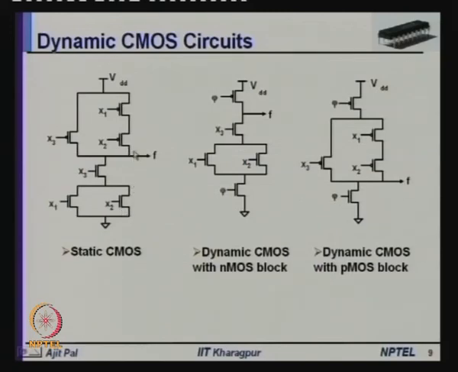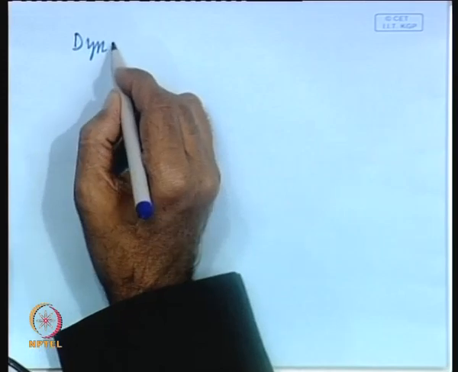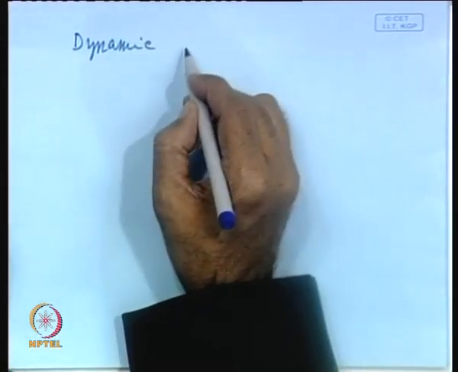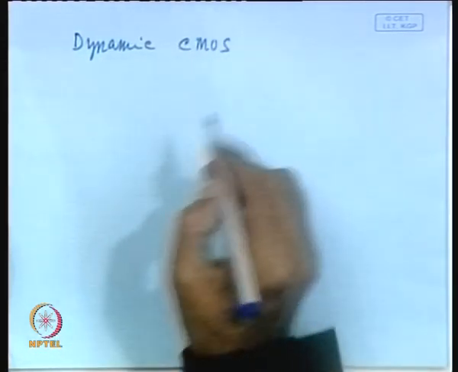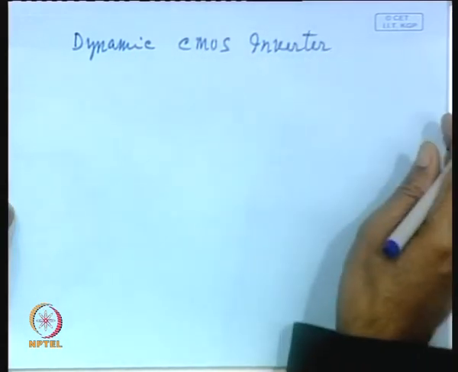Whenever we are using dynamic circuits by using CMOS instead of the NMOS transistor, let me redraw it again. Instead of using dynamic CMOS inverter, let me draw the inverter before we can draw the other circuits.